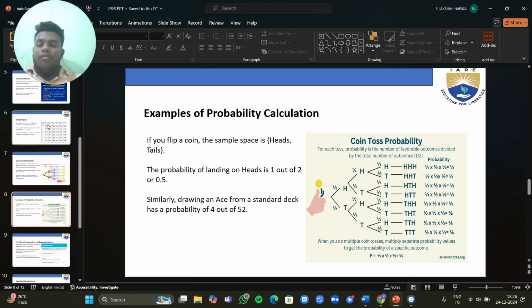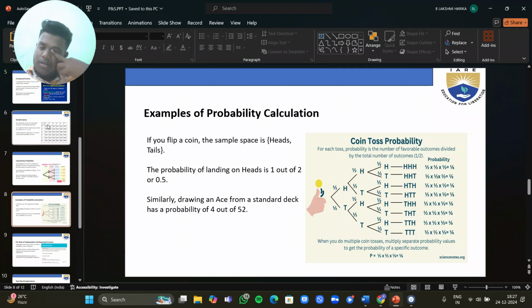Examples of probability calculation. If you flip a coin, the sample space is heads, tails. The probability of landing on heads is 1 out of 2, or 0.5. Similarly, drawing an ace from a standard deck has a probability of 4 out of 52. For three coin tosses, the outcomes include head, head, head; head, tail, head; and tail, tail, head. Each probability is 1 by 8. When you do multiple coin tosses, you need to multiply separate probability values to get the probability of specific outcomes.